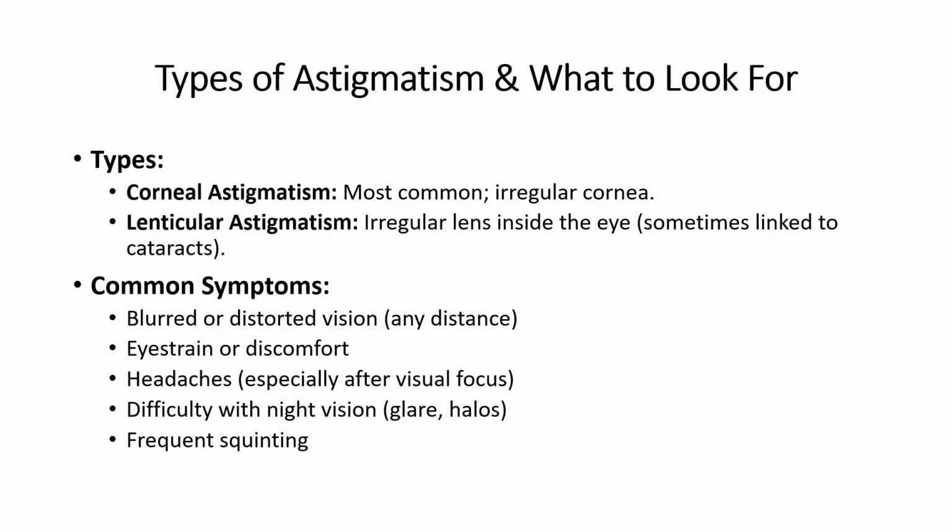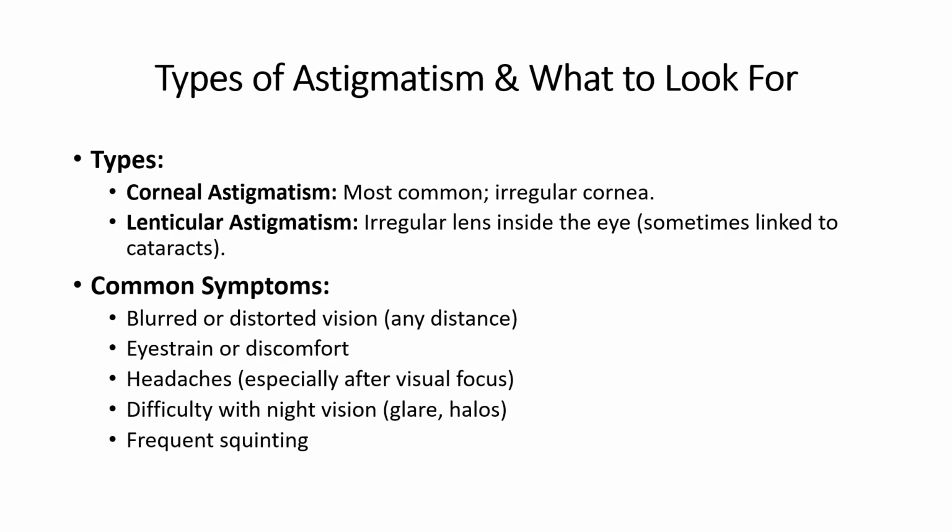Astigmatism primarily comes in 2 forms. Most commonly, we see corneal astigmatism, where the front surface of your eye, the cornea, has that irregular shape. Less commonly, it can be lenticular astigmatism, where the lens inside your eye has mismatched curves. This type can sometimes be connected to the development of cataracts, which we'll touch on later. So, how do you know if you have astigmatism?